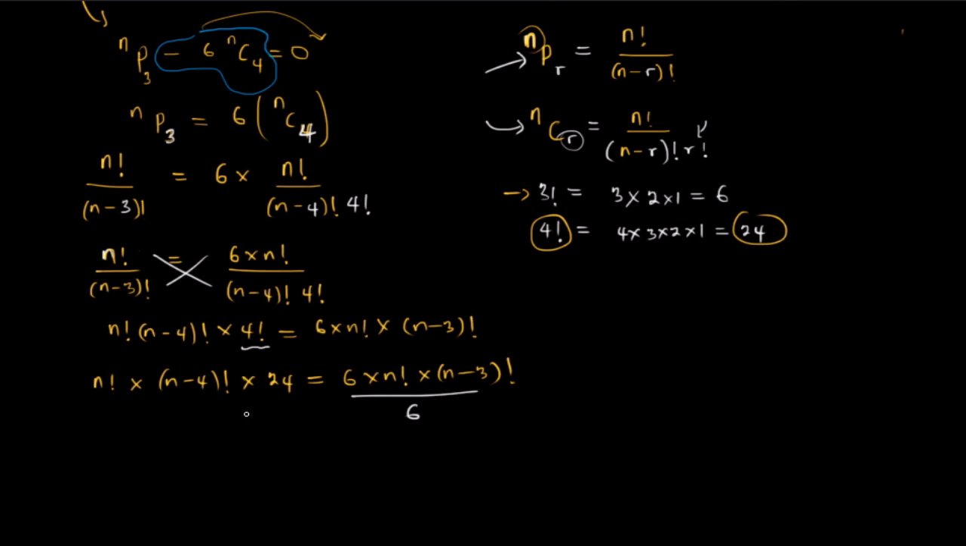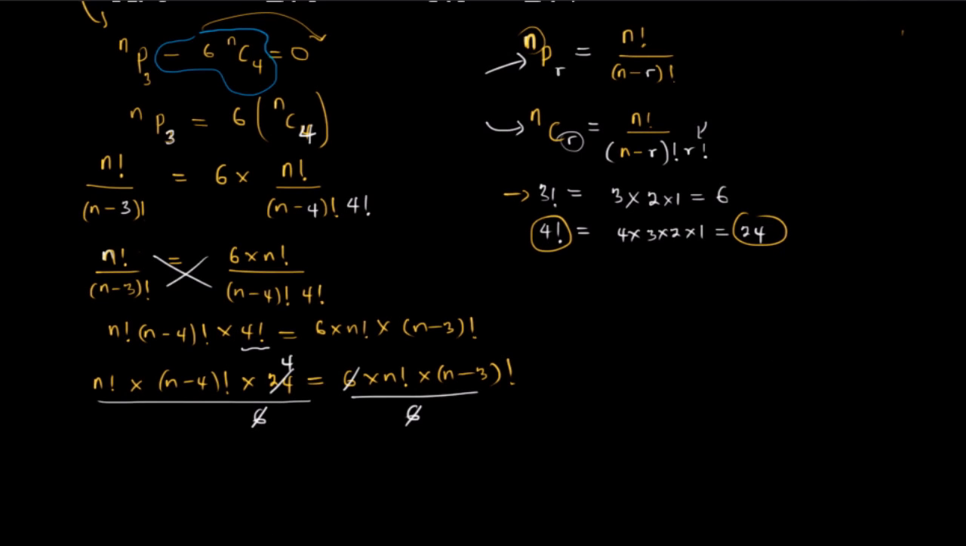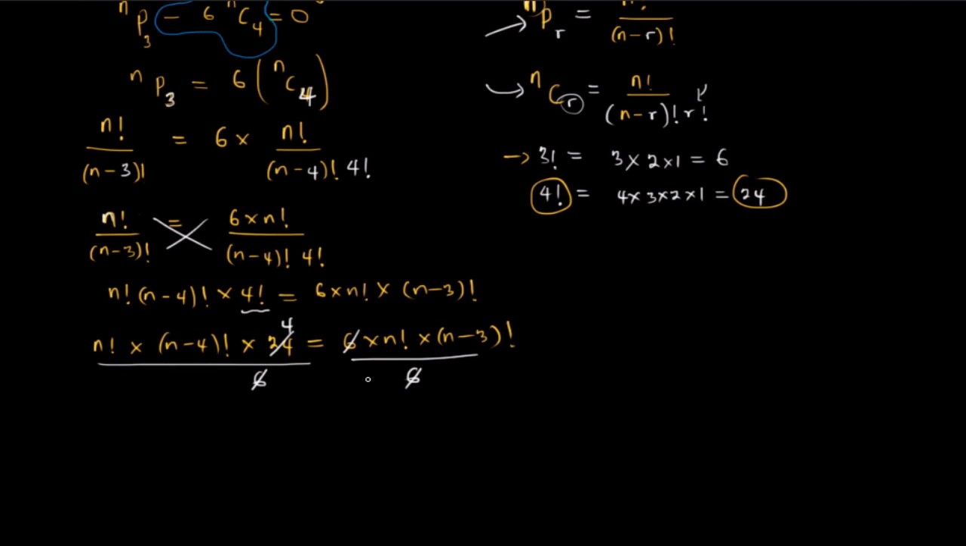So I'll divide both sides by 6. So this goes off. Now 6 in 24 is going to give me 4. And also what you'd observe again is I have n factorial here, I have n factorial here. So I could also divide both sides by n factorial. So this n factorial crosses n factorial. So what I'm going to be left with is (n-4)! times 4 equals (n-3)!. So this is what I have.